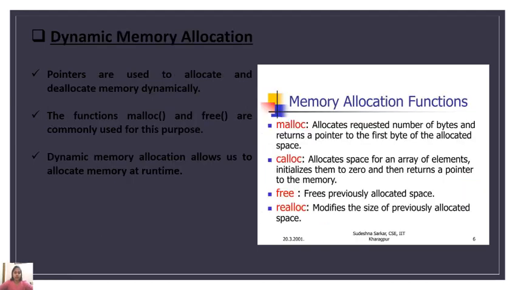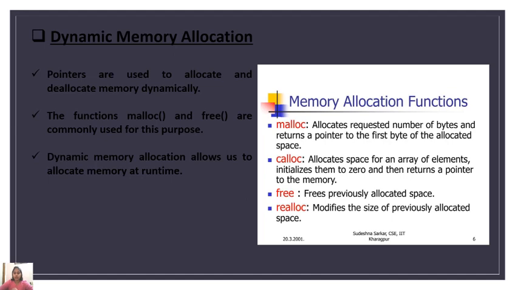Dynamic memory allocation. Pointers are used to allocate and deallocate memory dynamically. The functions malloc and free are commonly used for this purpose. Dynamic memory allocation allows us to allocate memory at runtime.